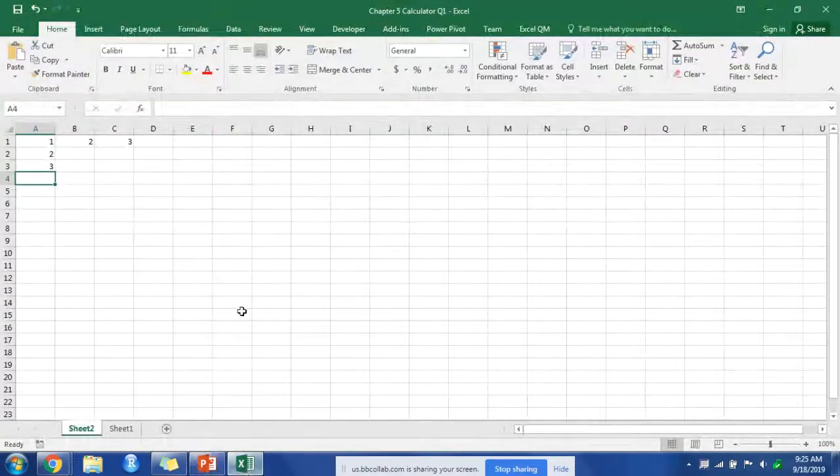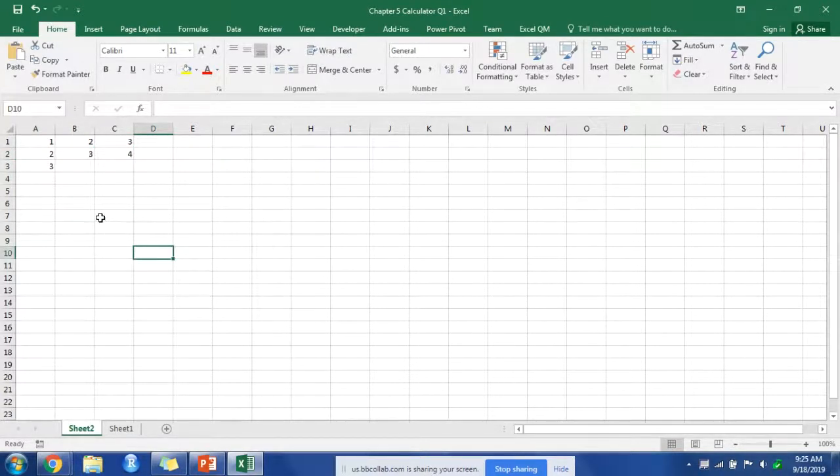But let's look at vectors in Excel. So we have a row vector as a row, right? And we have a column vector, which is a column. And let me also add another row vector.